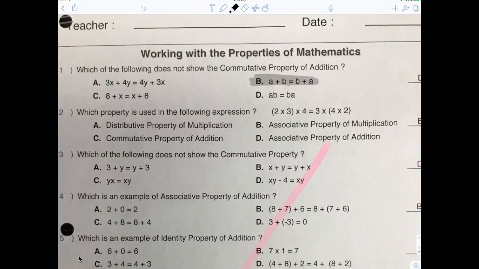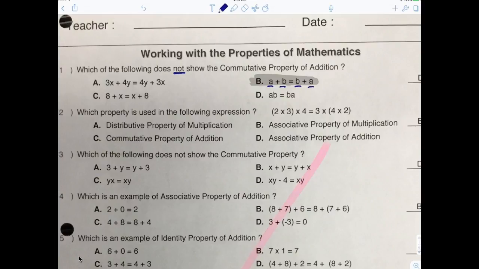Carly said the answer was B. However, I want you to look right here. We're looking for the one that does not show. Oh, yeah. Okay, but listen to me. The order is different here, right? A plus B is equal to B plus A. The order is changed.